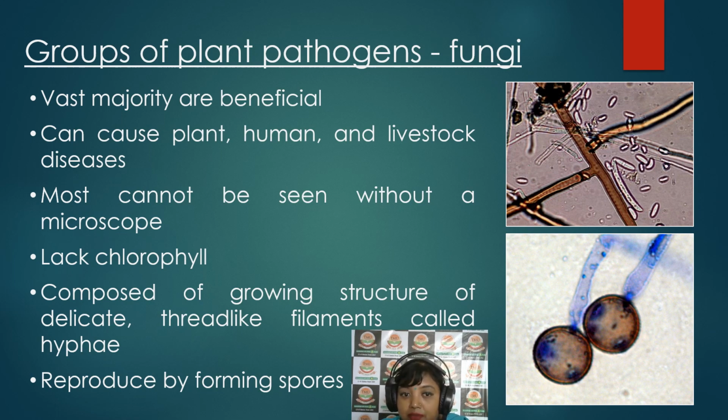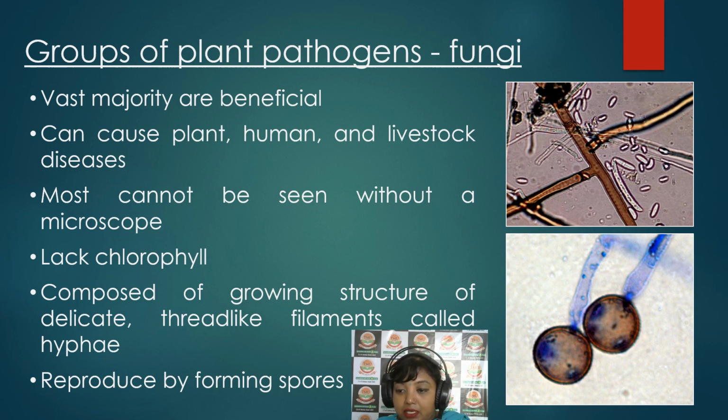Mostly we can see fungi only with the help of a microscope. Some fungi we can see without a microscope, that is mushroom, which is also a fungus, but most fungi can be seen only with a microscope. It lacks chlorophyll, so it is called achlorophyllous, and that is why they are not able to produce their own food. So they are called heterotrophic, and they are chemoorganotrophic.